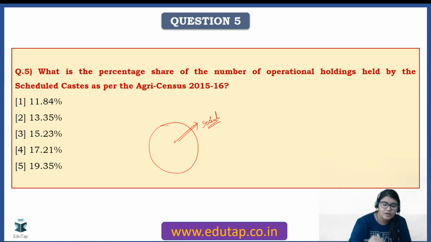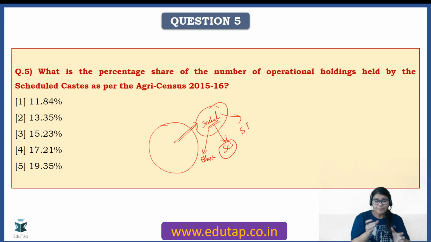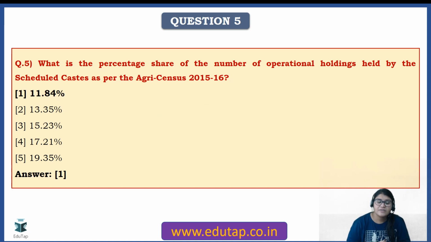Out of these social groups, you have the various segregation, like you have general or others, maybe you have SC, you have ST. So scheduled castes, what is the percentage which is held by scheduled castes as per the Agri Census 2015-16? The answer for this particular question, friends, it is 11.84%. This is the percentage share.